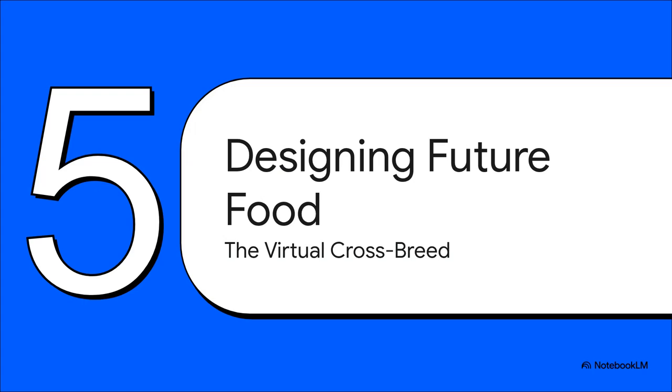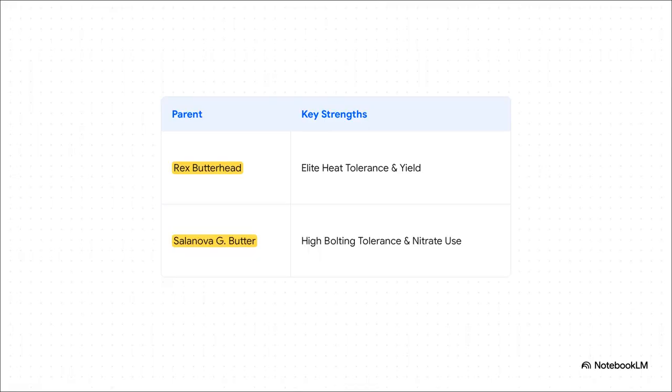So, this is what it's all been building towards, the most exciting part. The system has found the perfect parents. Now it's time to virtually crossbreed them and actually design our new custom-tailored lettuce. And here they are, our champions, the two lettuces chosen by the algorithm.